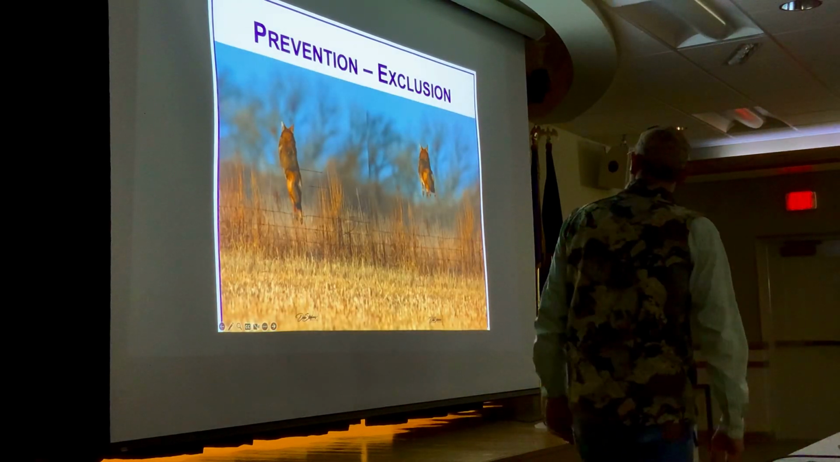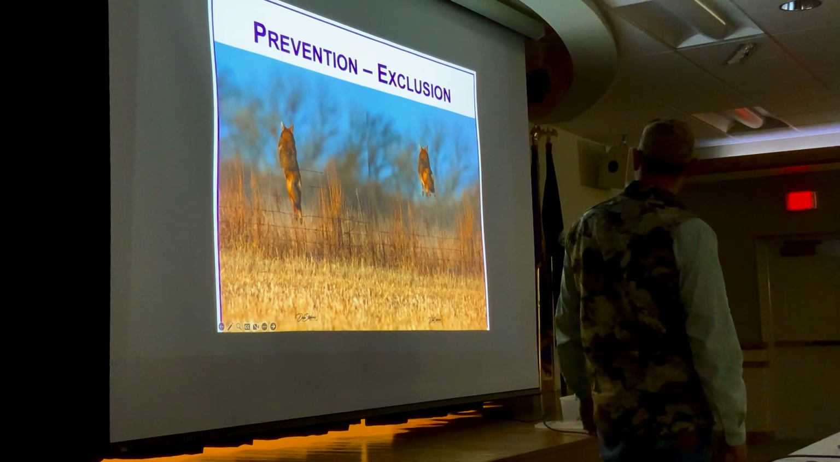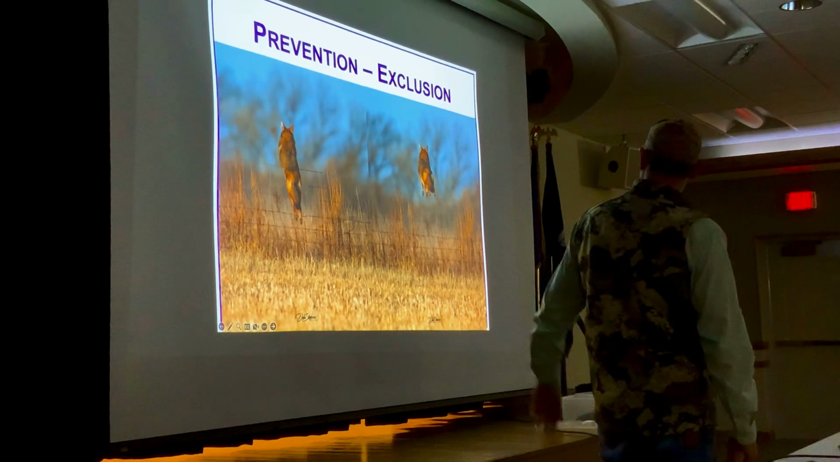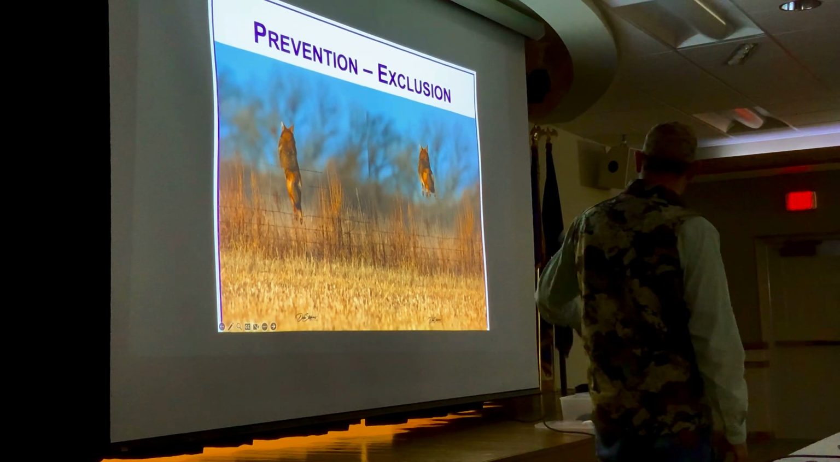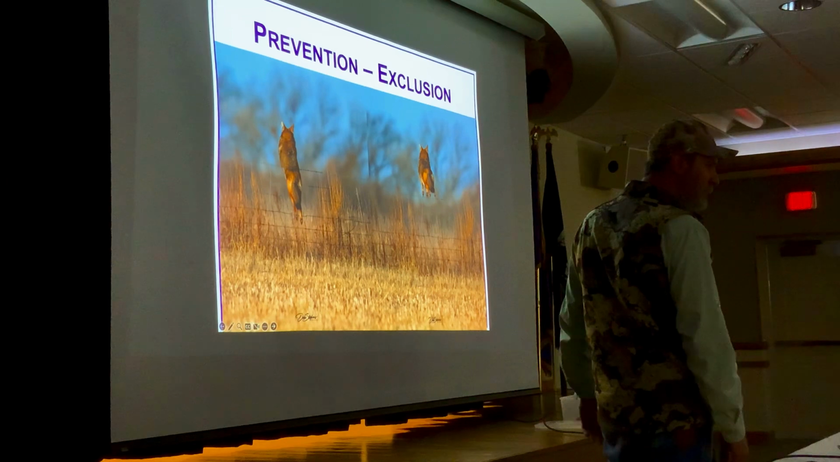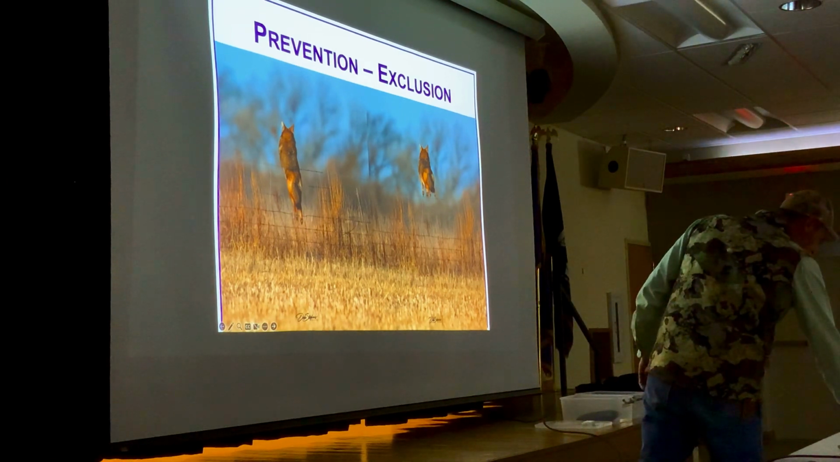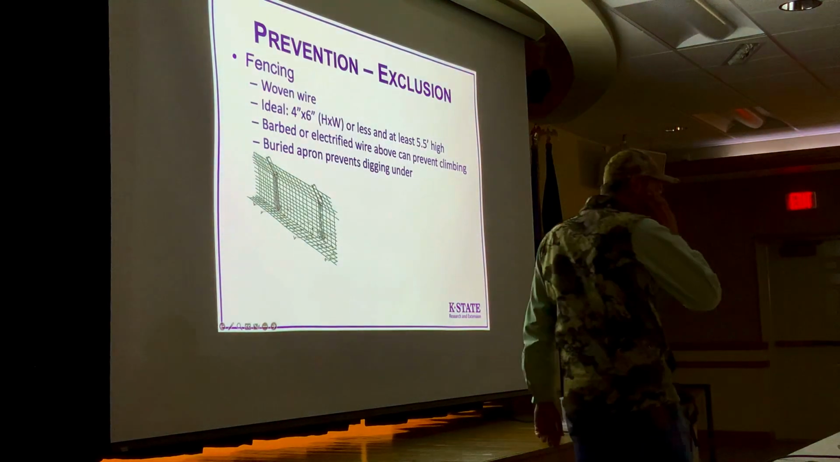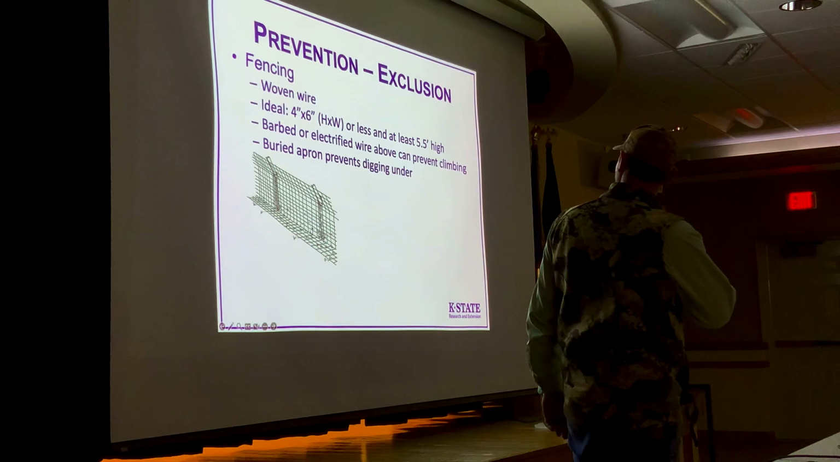Exclusion. Coyotes are a lot more athletic than a lot of people realize. If you're going to try to exclude them, you've got to get high enough, and a woven wire fence down that low is probably not going to do you much good. But that's just a neat picture that somebody got that I like to show. Most cattle producers aren't going to go to these extremes. This is more for sheep folks and goat folks.